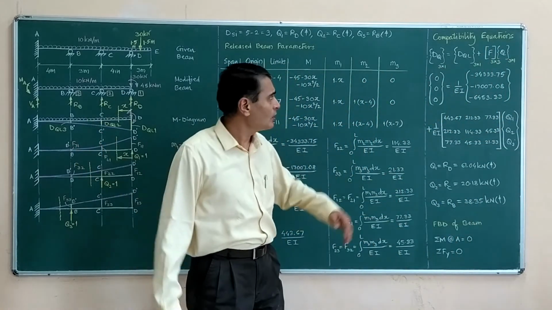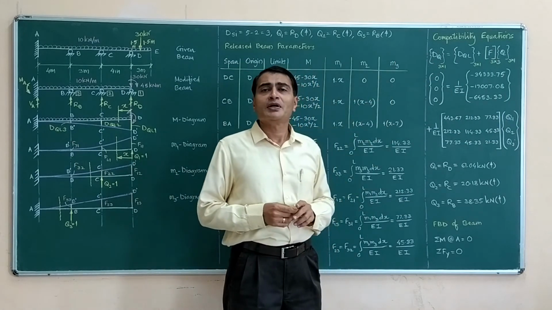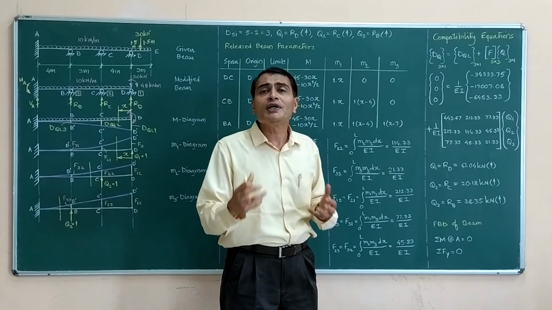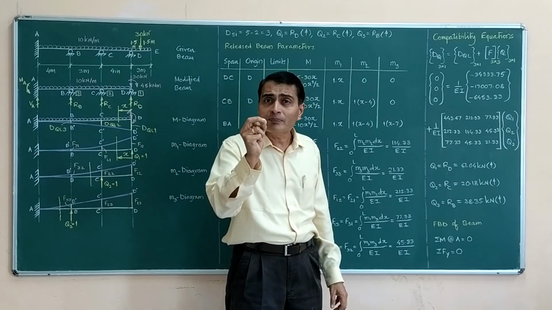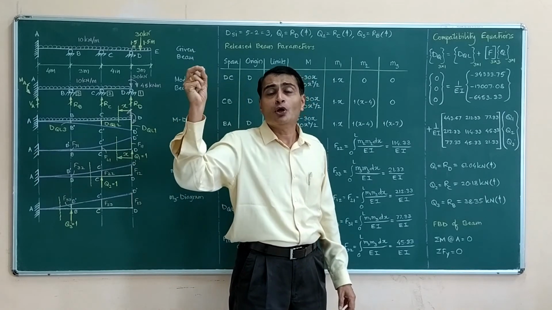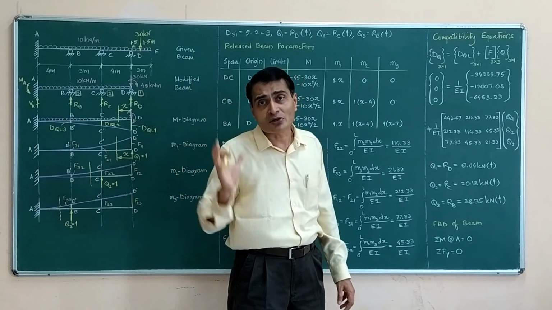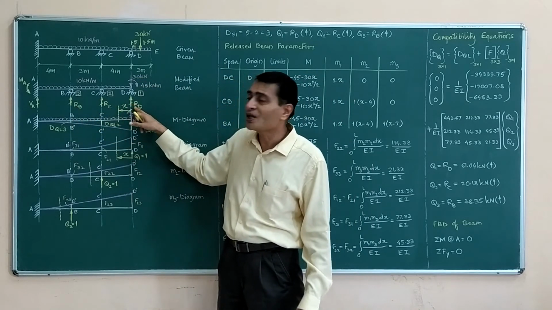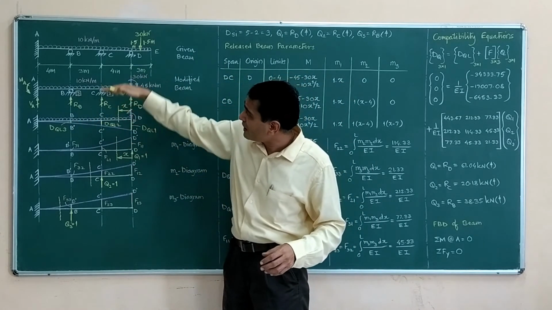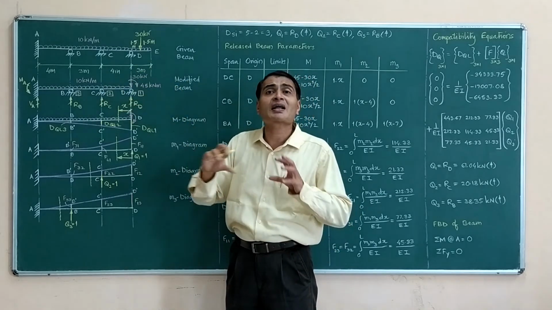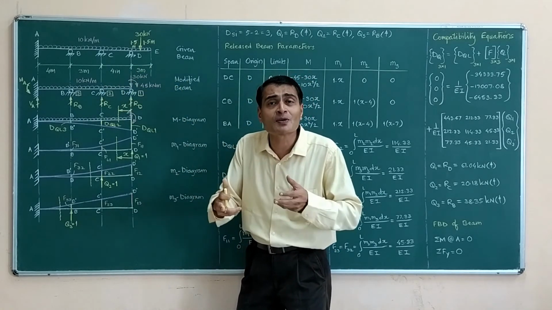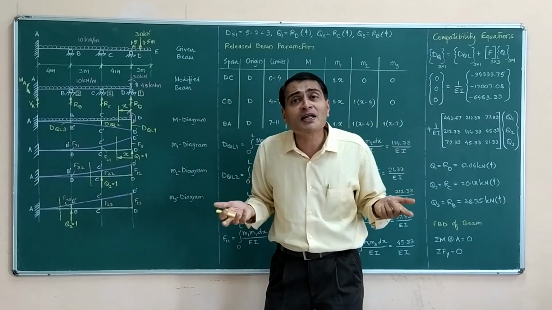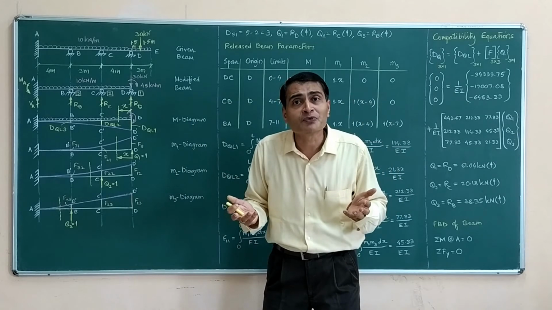So I substitute. What is dq? dq means dq1, dq2, dq3. It is going to be the deflection in the original beam corresponding to the redundants. Our redundants are RB, RC and RD forces. So if there are any displacements, any deflections at point B, C, D in the original given beam, then those would be my dq1, dq2, dq3.